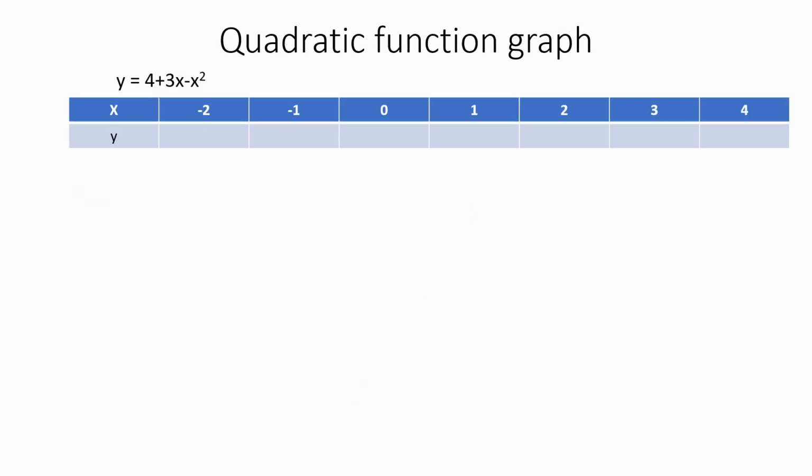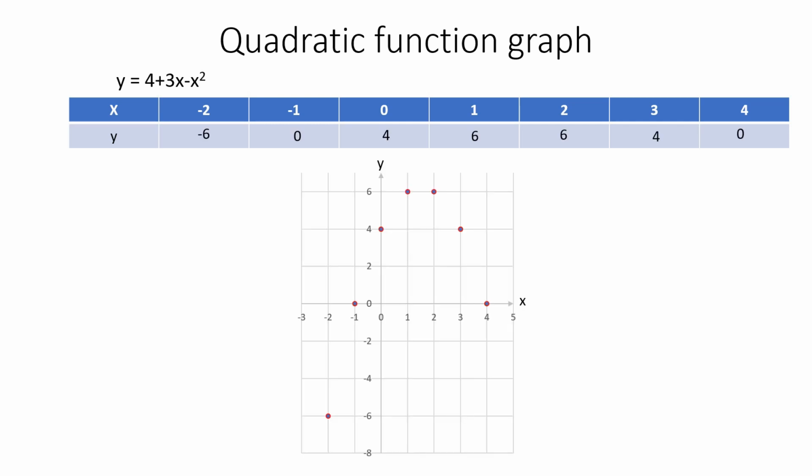How does a quadratic function graph look? You can follow the same steps that I mentioned just now to sketch out the graph. First, you calculate the corresponding y values and you plot all the points on the graph. Now you can see that it's a curve. Then you should draw a smooth curve by freehand or with a flexible ruler.